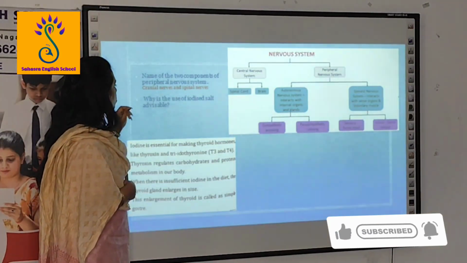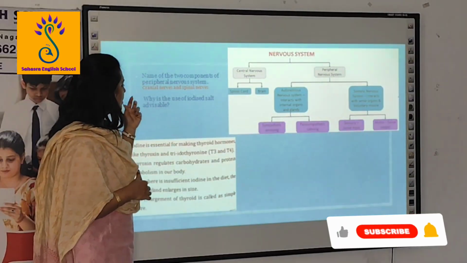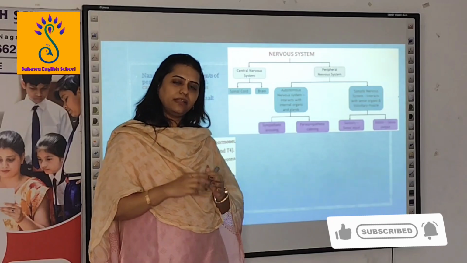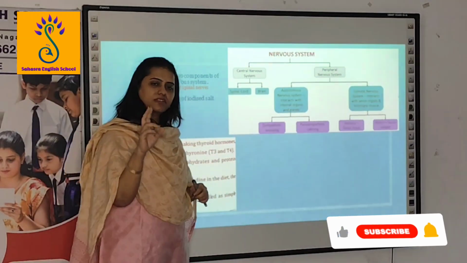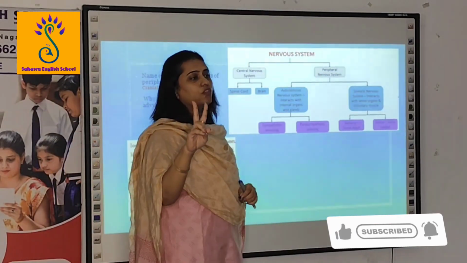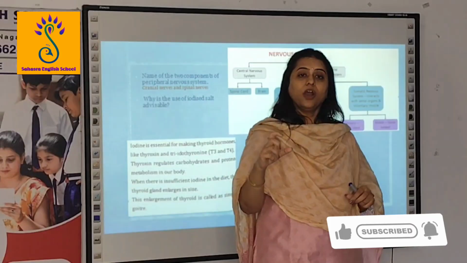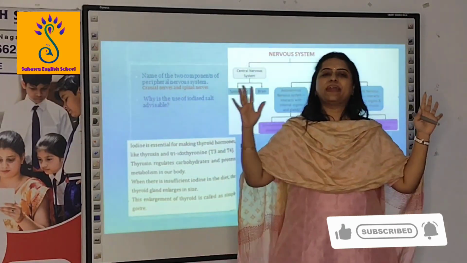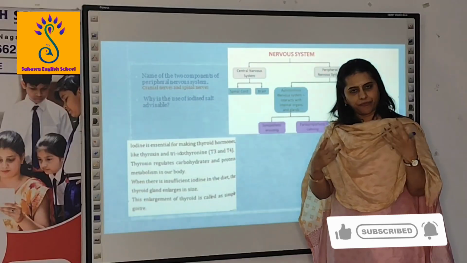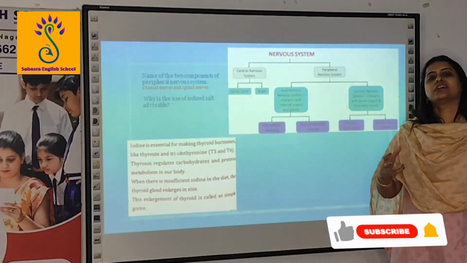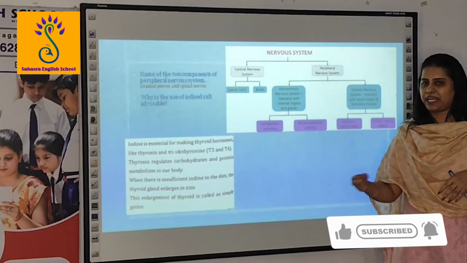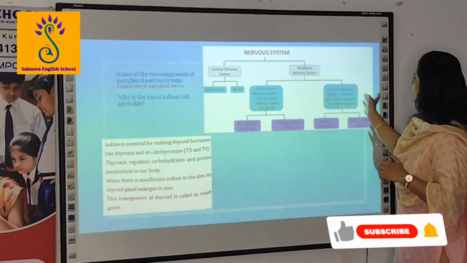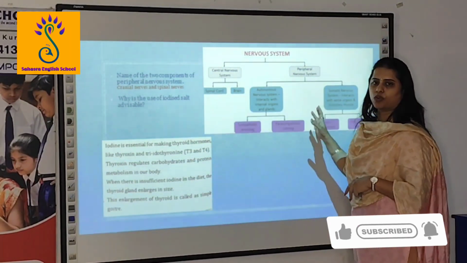Next, coming to: name 2 components of the peripheral nervous system. The central nervous system, CNS, has 2 parts, brain and spinal cord. Whatever arises from the central nervous system is called the peripheral nervous system. From the brain, it is cranial nerves. From the spinal cord, it is spinal nerves. Now, coming to the overall look of this nervous system.